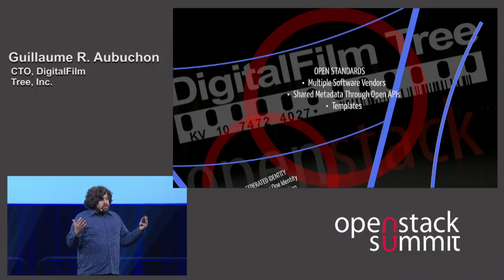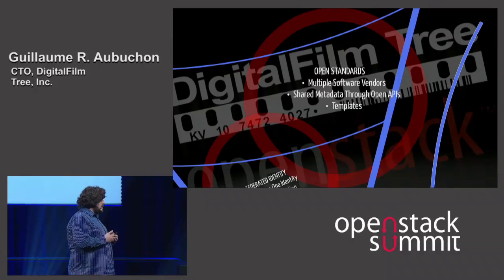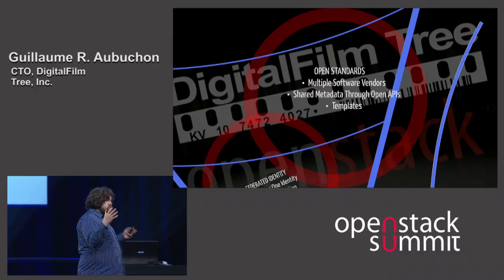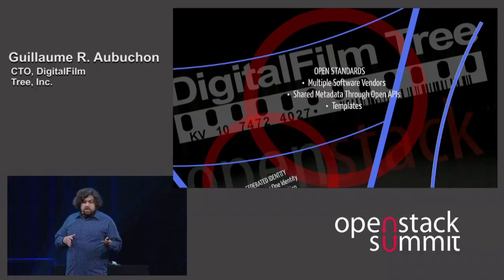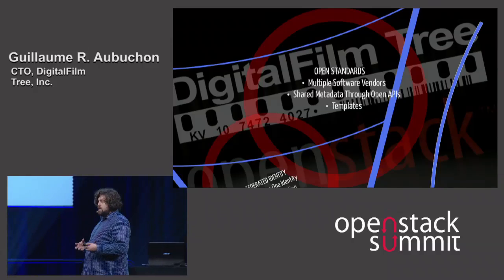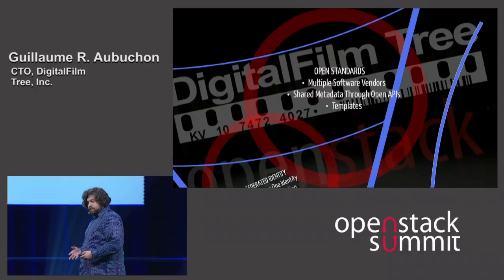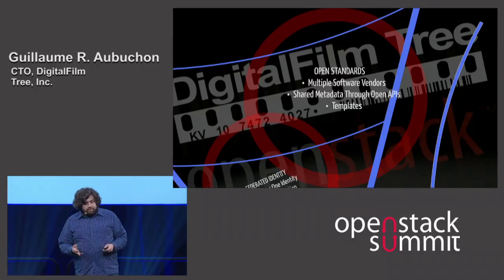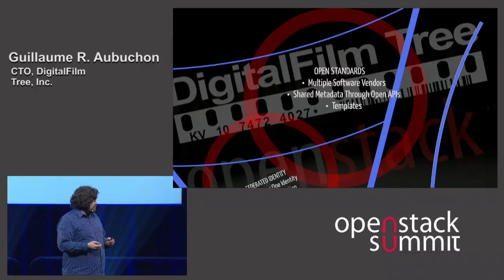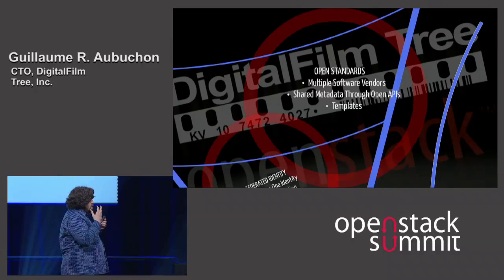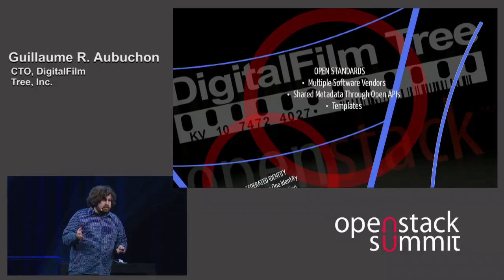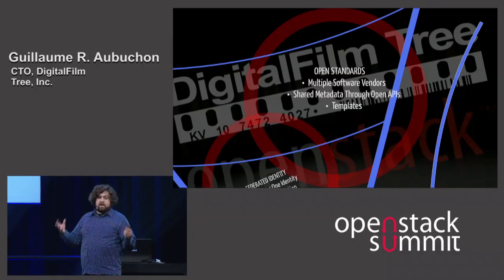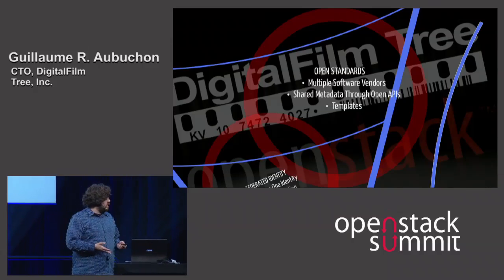We also needed shared metadata through open APIs, because just moving a file between clouds wasn't good enough. We have to know what that file is, what it represents, where it came from, what its origination is. And we needed open standard templates, a way to set up clouds that were identical to one another so that they could understand the content contained therein.